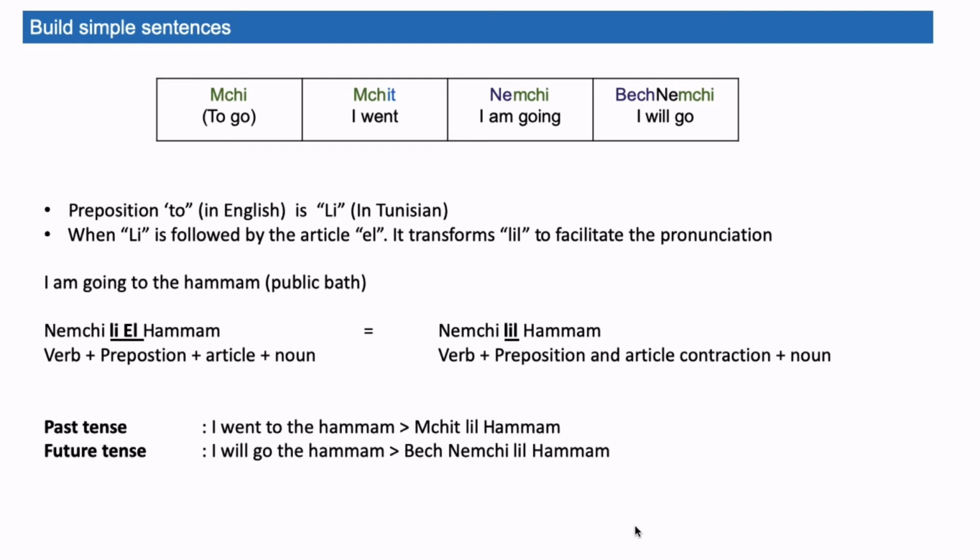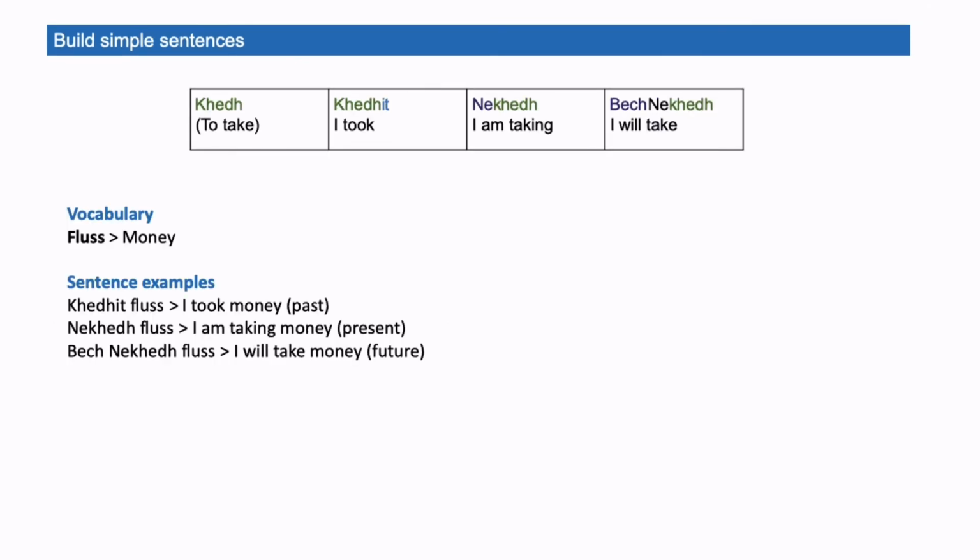Now let's look at the past and future examples. To say I went to the hammam, you would conjugate your verb into the past tense, so it will give you mshit lil hammam. To formulate a sentence in the future tense, you will need to conjugate the verb into the future, so it will give you besh nemshi lil hammam. If you know the conjugation of present tense verbs, adding besh in front of them will give you the future tense. Easy peasy. Let's take another example.